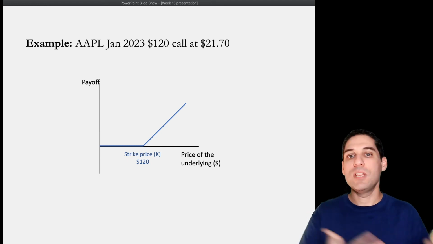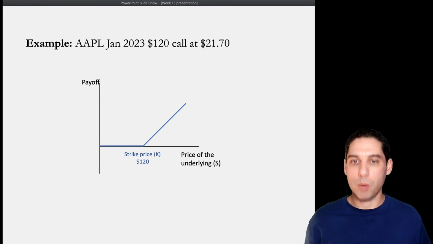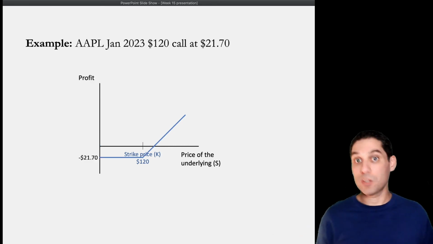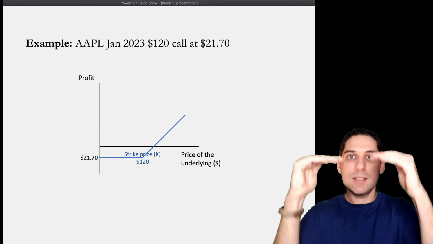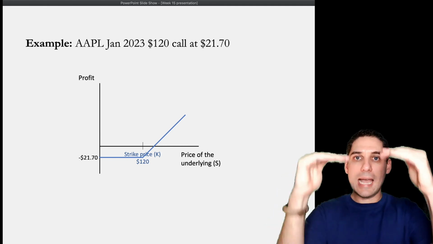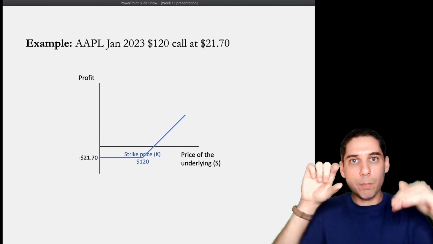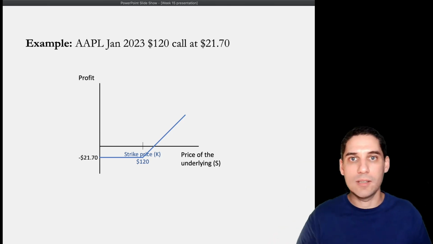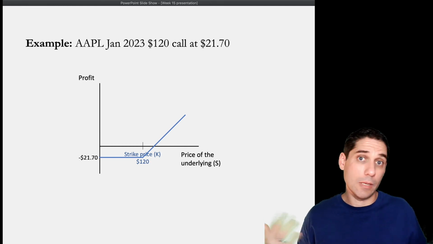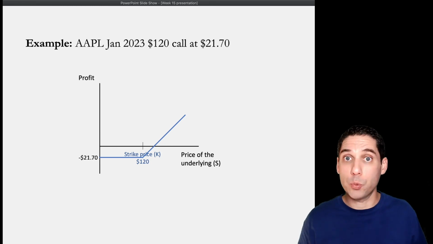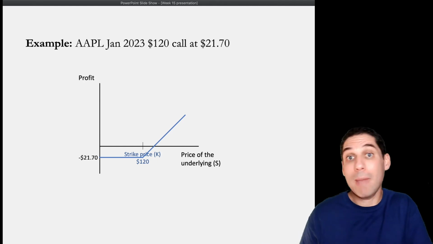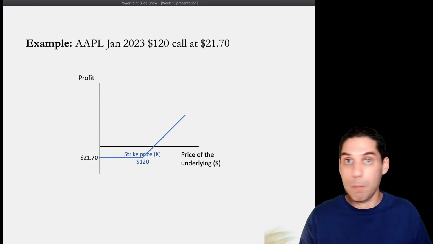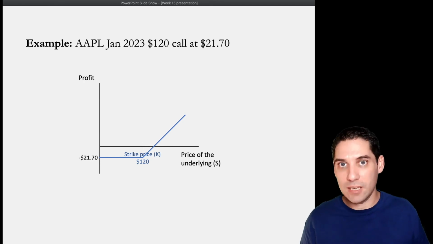Then we need to subtract the premium to get the profit. So this is what the profit looks like. Everything shifts downward. The previous one was the payoff diagram, and this is the profit diagram. The whole thing is shifted downward by the premium of the option, $21.70. If we let the option expire because Apple is not worth 120 or more, we don't exercise it, but we still paid $21.70 when we bought the contract. So our profit is negative. We are at a loss.